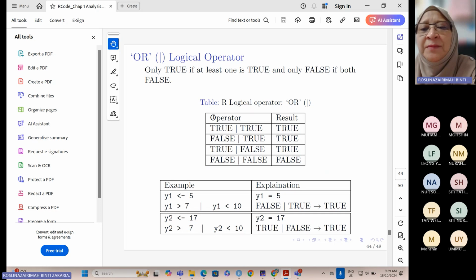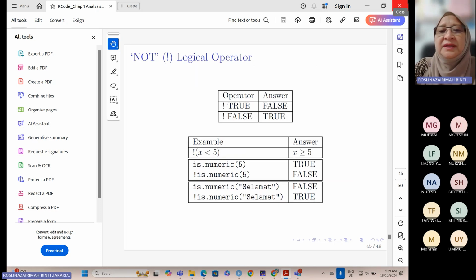Okay, the logical operator OR. For OR, if there is a true, it becomes true. True or true, true. False or true, true. True or false, true. False or false, of course false. When both are false, then it is false. That is for the logical operator.